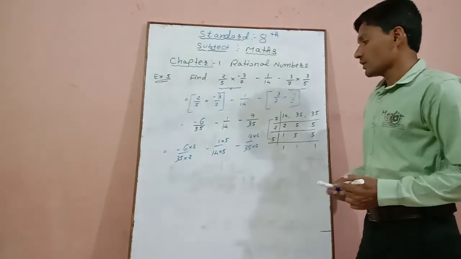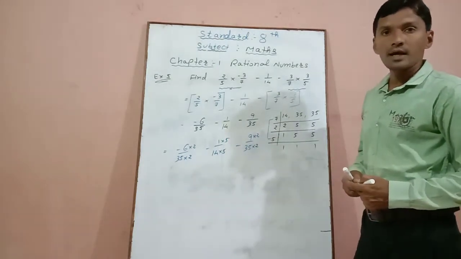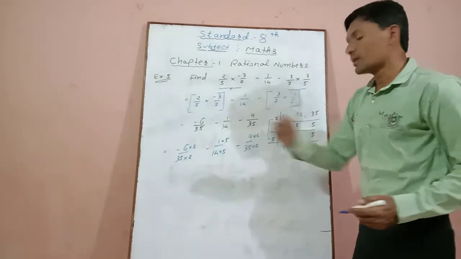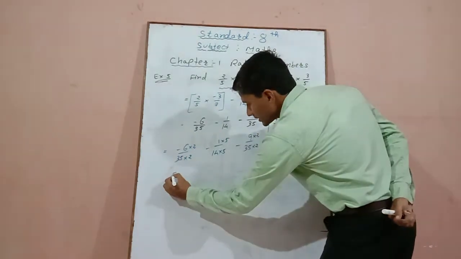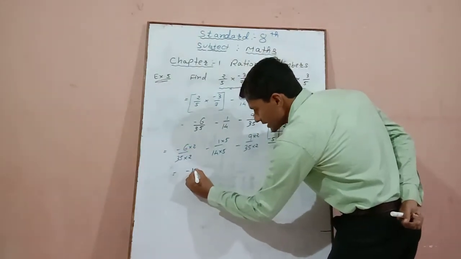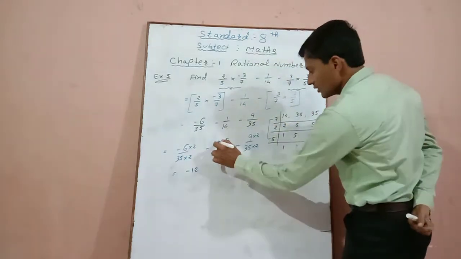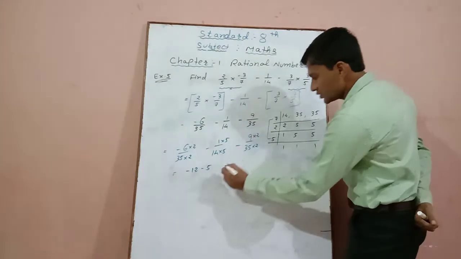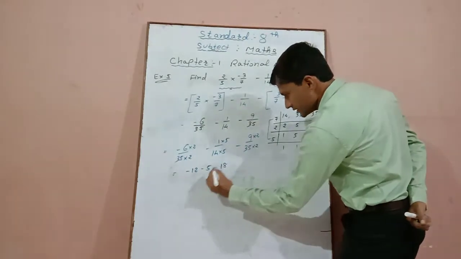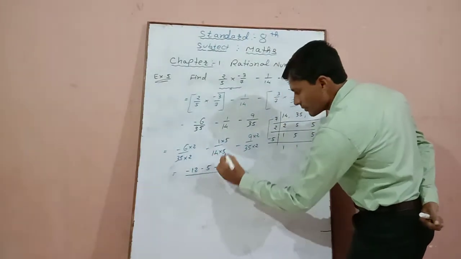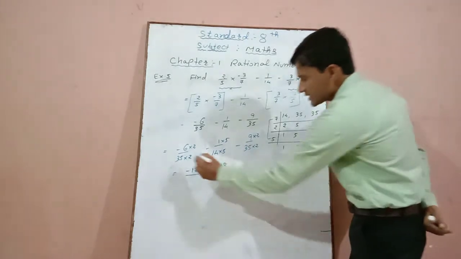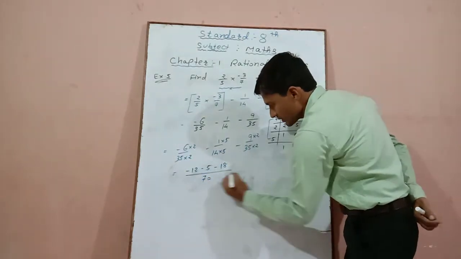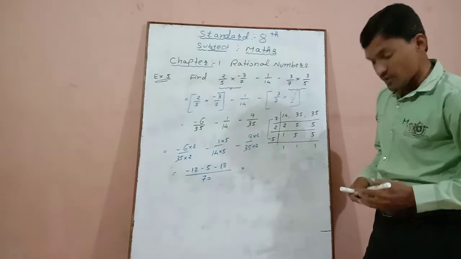Okay. Now we have to make a common LCM. So let us multiply the numerator. 6 2s are minus 12. 1 into 5 minus 5, 9 2s are minus 18, whole divided by common LCM. Common LCM 35 2s are 70. Okay, this is a common LCM.